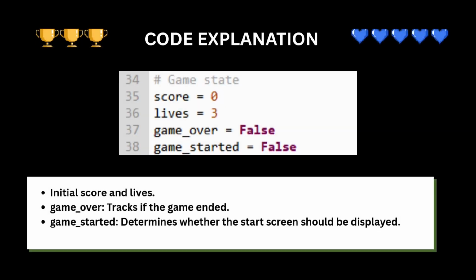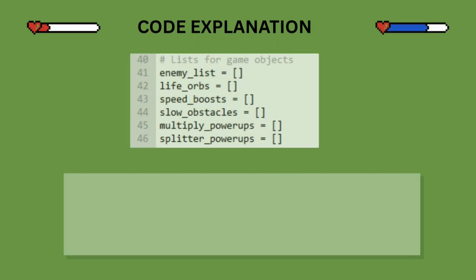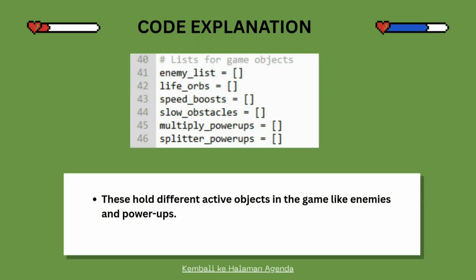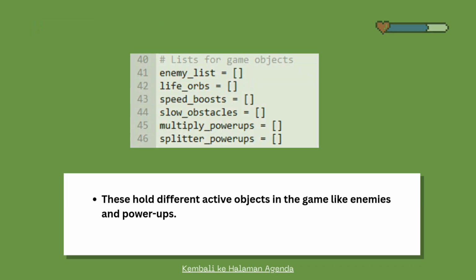Next, for this code, these variables keep track of the game progress: how many points we have scored, how many lives we have left, and whether the game has started or ended. Next, we use this list to store all the active enemies and power-ups in the game. Every time we spawn a new one, it gets added here.